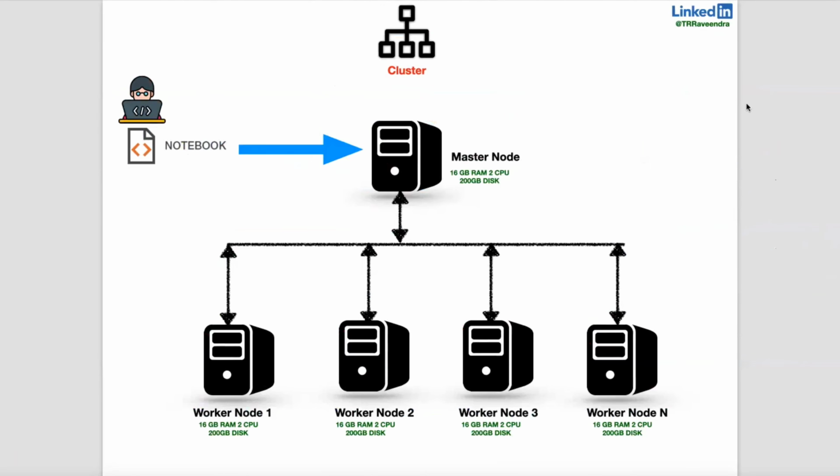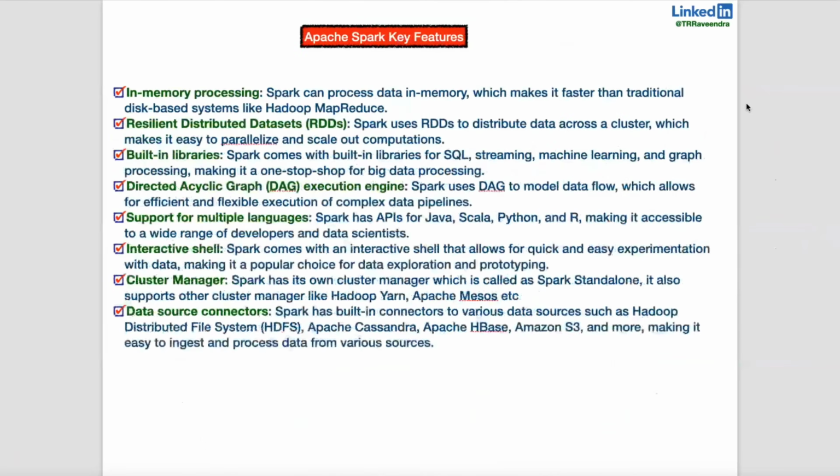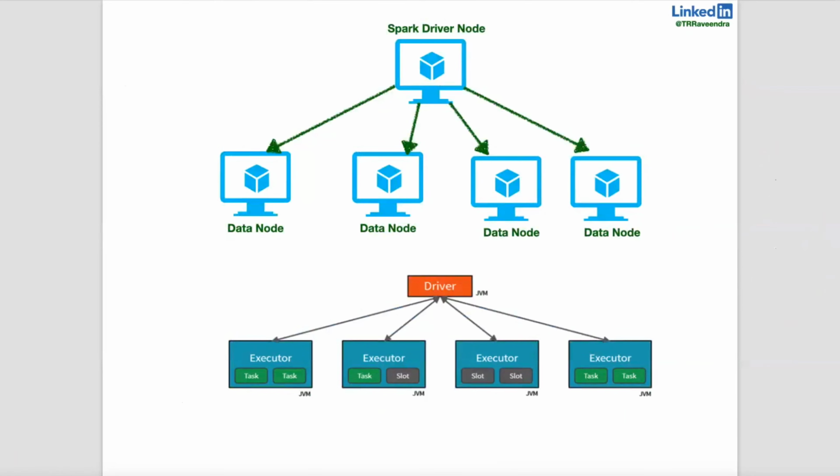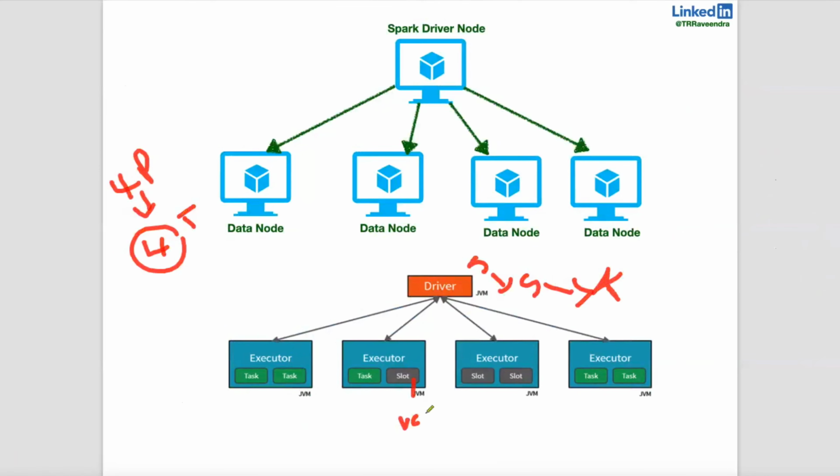For one task you need one virtual CPU, vCPU. If you are submitting 4 tasks, that is nothing but 4 partitions submitted as 4 tasks from the driver. Driver means job to stages, stages to tasks. Tasks depend on the number of partitions. 4 partitions means 4 tasks. Your executor will have available slots. A slot is nothing but an available vCPU, virtual CPU, nothing but a thread.